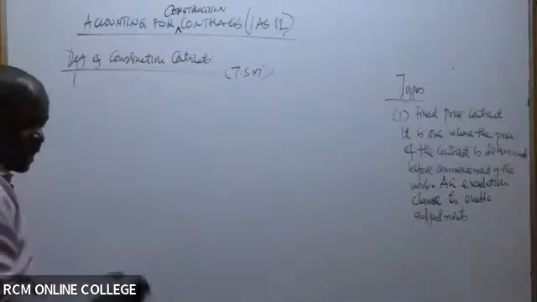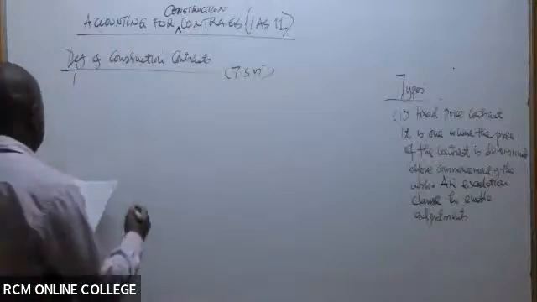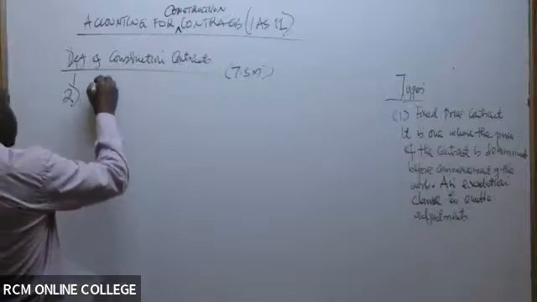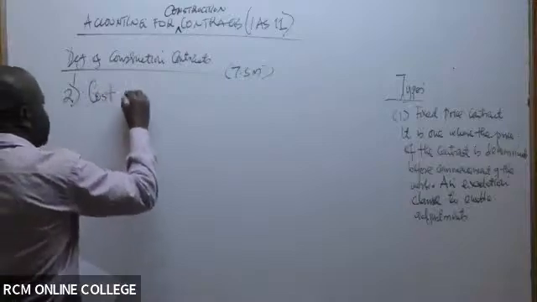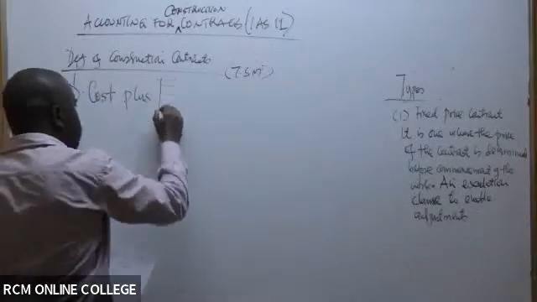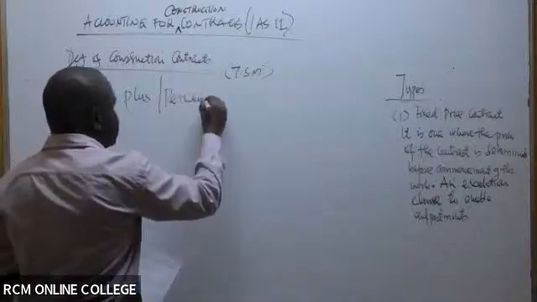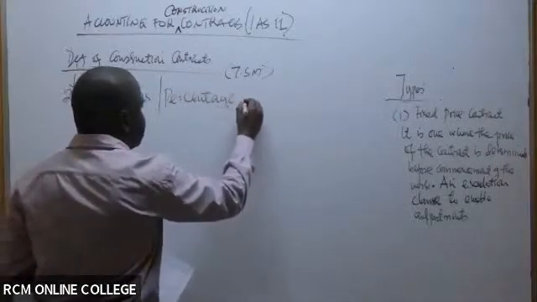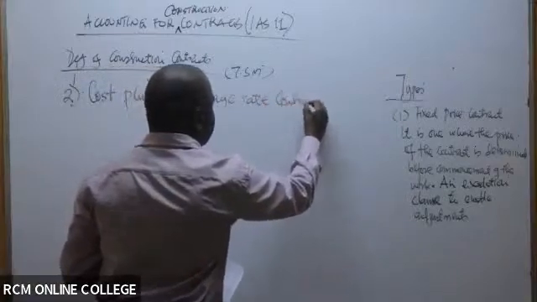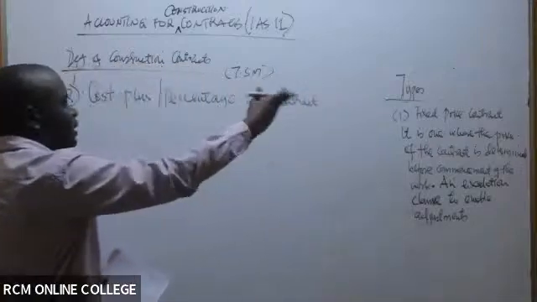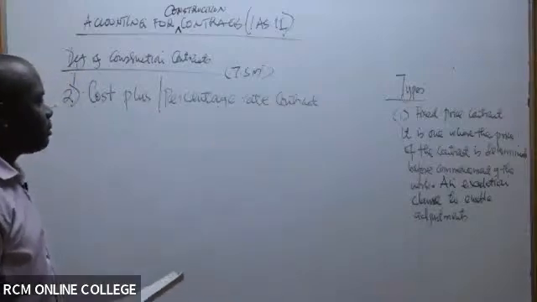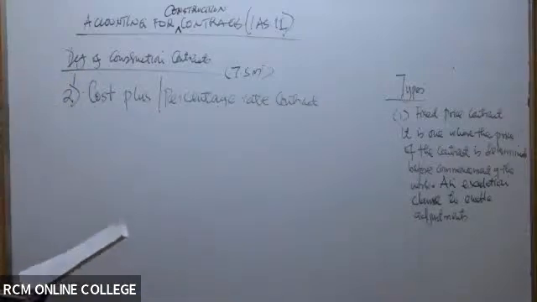So number two type of contract. We have in this case what we call a cost plus contract, or percentage rate contract. It is the opposite of the other one. That one is fixed in advance, but this one you will be able to see. So cost plus, but in this case there is also what we call a percentage rate contract.